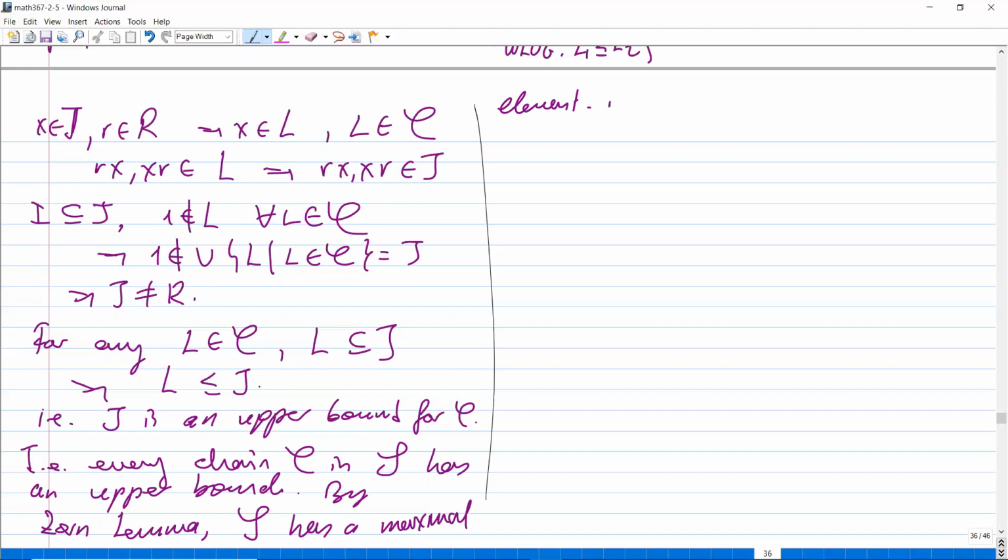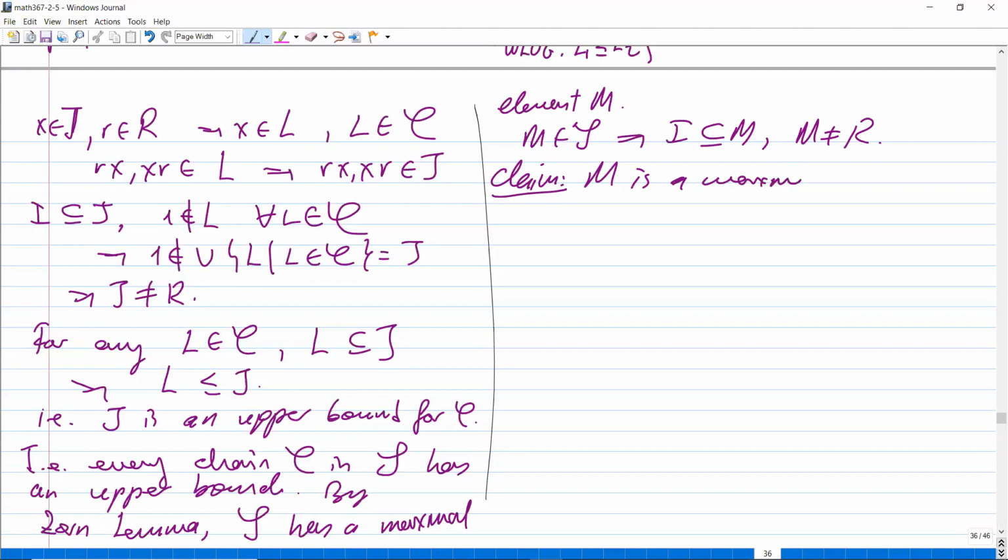Let's say the maximal element is M. So M is in S implies that I is contained in M, and M is not equal to R, and M is an ideal. It's a maximal element of S, and we claim that M is a maximal ideal of R. So assume that M is not a maximal ideal.